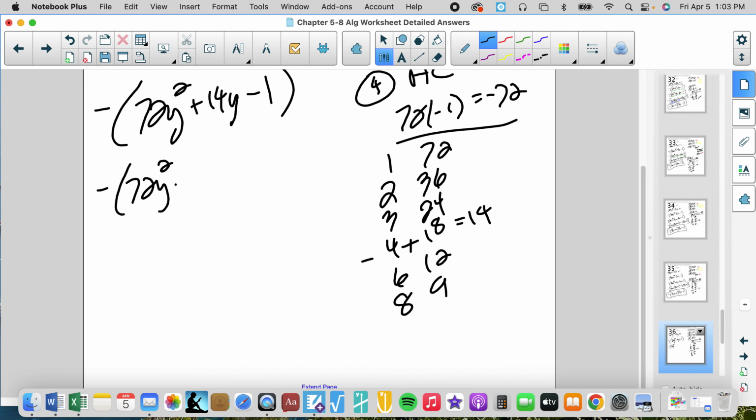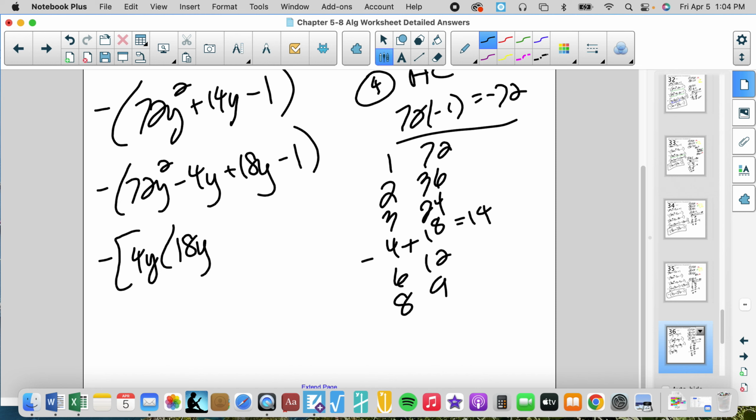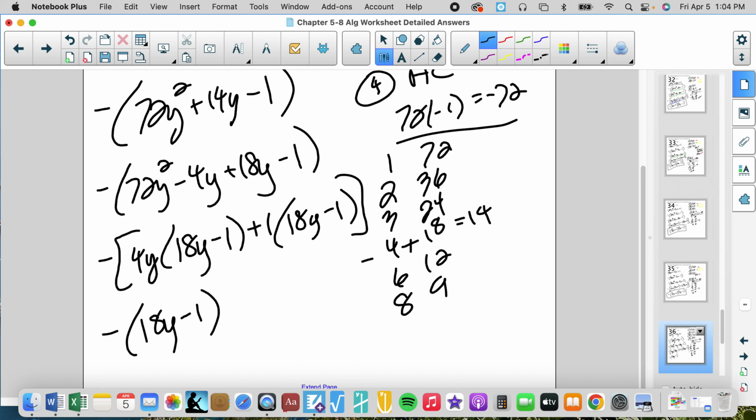72y squared minus 4y plus 18y minus 1. Ooh, that's different. Let's see what goes on here. So let's factor out a 4y. We get 18y minus 1. And we're going to factor out a 1, positive 1. That's the first time we've done that. They don't have anything in common. They don't even have a negative. So we'll factor out a 1. And that gives us 18y minus 1, 4y plus 1.